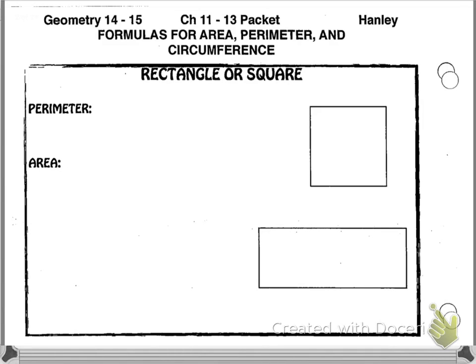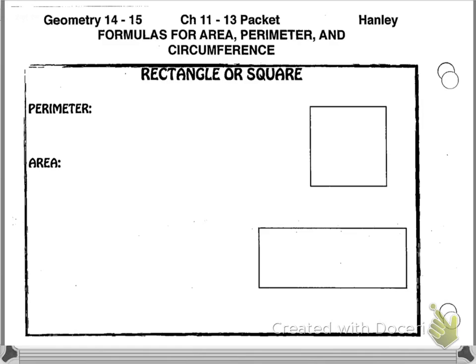Hello guys, Miss Hanley here, and we're going to continue our discussion on area, perimeter, and circumference. We're going to begin with a rectangle and a square. Now I put them both in the same group because they're very similar shapes, both quadrilaterals, and they work in the same way, except for with squares it's sometimes simpler and there are shortcuts you can take.